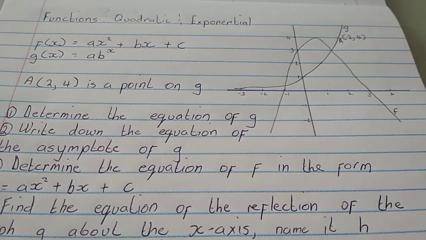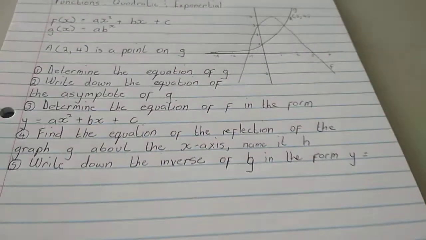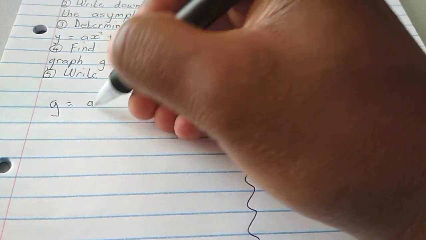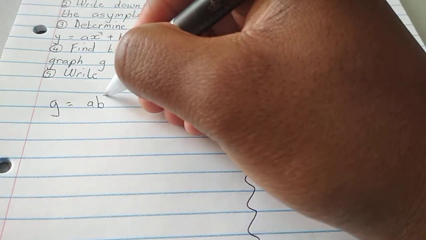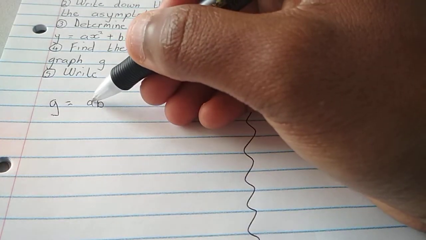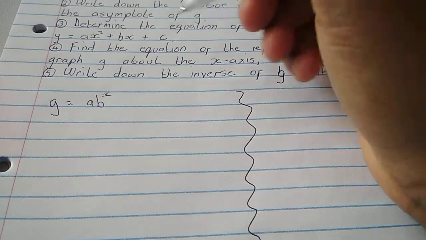G is in that format. It's the exponential graph. So we're gonna come here, let's just separate our paper like that. All right, now g is in the format a, b, and x there as an exponent. Now the a is gonna be 1. Okay, we'll make it 1 because it passes the point 1 over there.